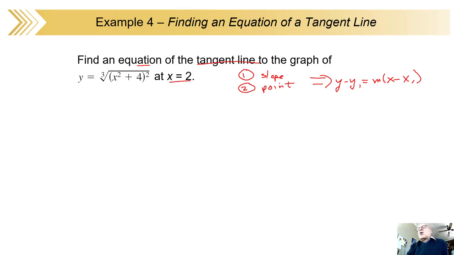Okay, so that's the easy part. You've done that already. Now, what do we have over here? y equals this. And this is a complicated function. It's a function inside a function. We've got the cube root of something.